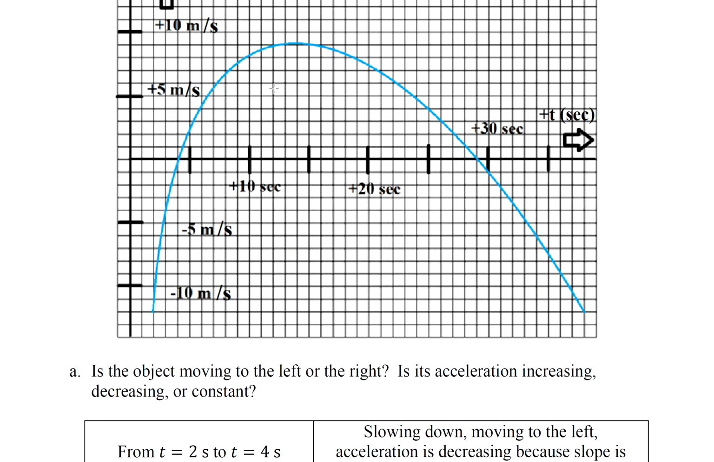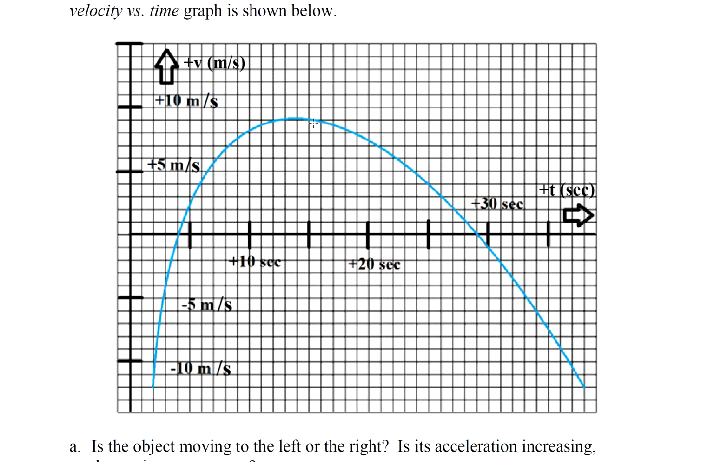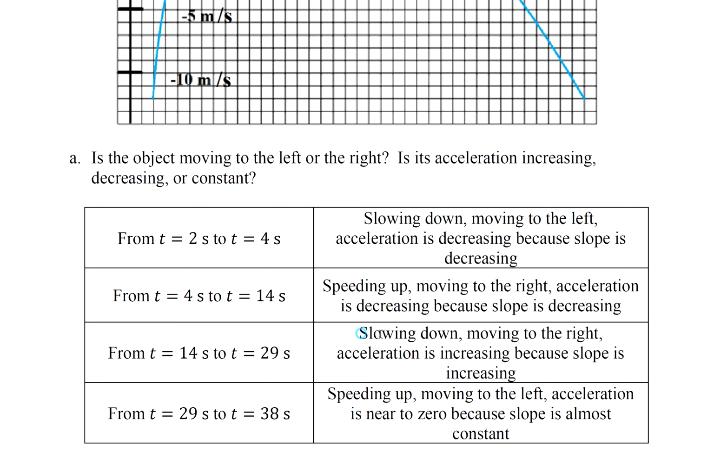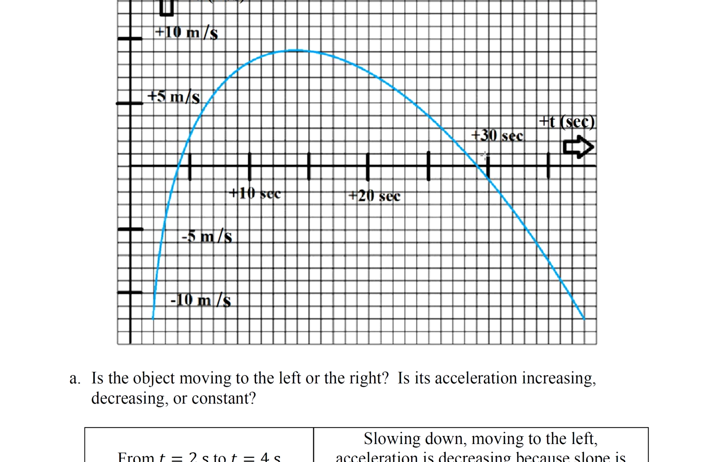Then from 14 to 29 seconds, you could see that we're slowing down and acceleration is negative. So we're going to the right because velocity is positive. We're slowing down, but moving to the right. And then finally, from 29 seconds and on, it looks like the slope is decreasing or almost the same, and we're moving to the left because the velocity is negative. From 29 seconds and on, the velocity is negative.